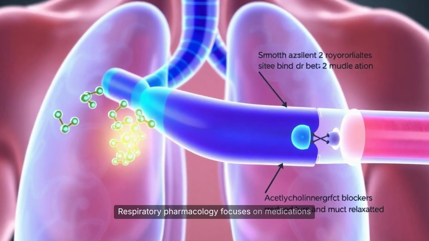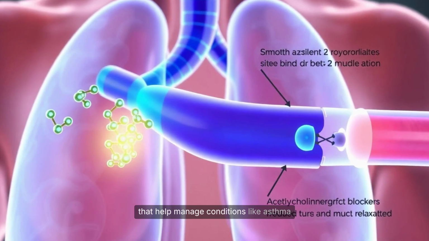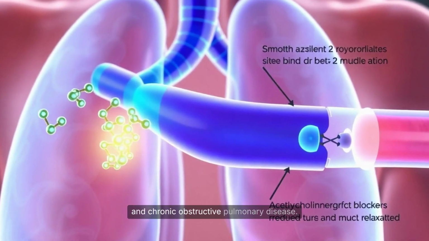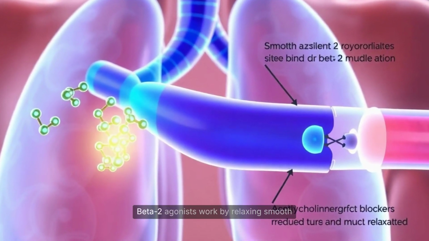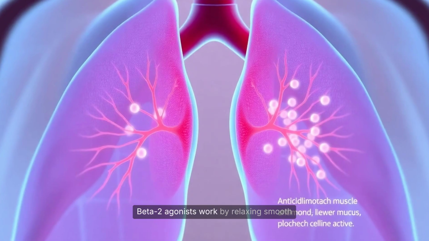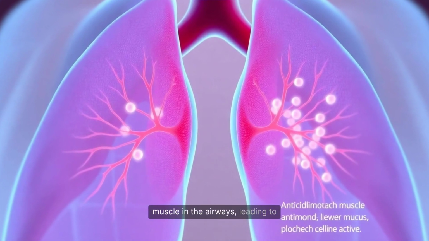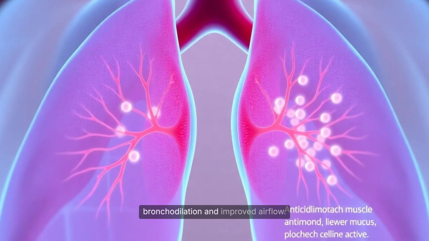Respiratory pharmacology focuses on medications that help manage conditions like asthma and chronic obstructive pulmonary disease. Beta-2 agonists work by relaxing smooth muscle in the airways, leading to bronchodilation and improved airflow.